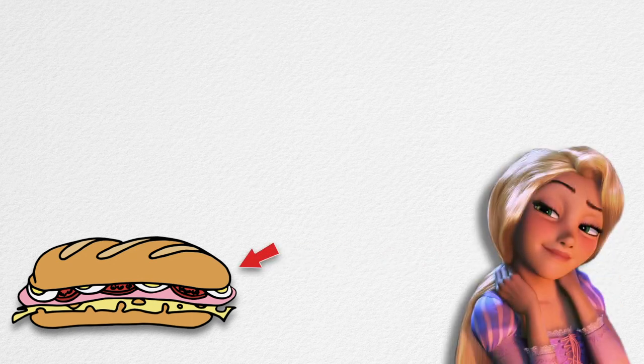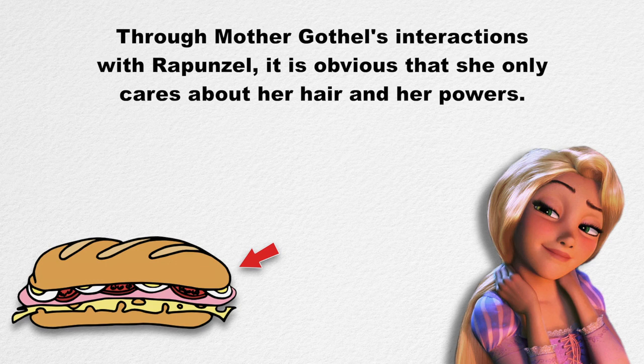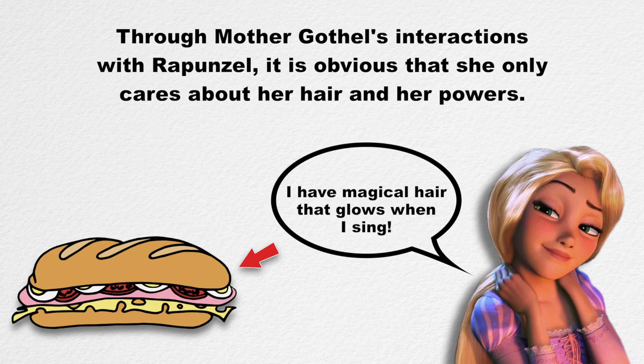So first we have to start with our top bun, meaning we have to set up the quote. Let's say, through Mother Gothel's interactions with Rapunzel, it is obvious that she only cares about her hair and her powers. By doing this, we are giving the reader some background on their situation and telling the reader that we are going to focus on Mother Gothel's obsession with Rapunzel's hair.